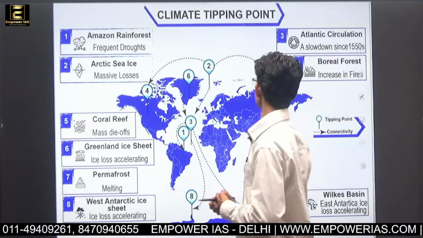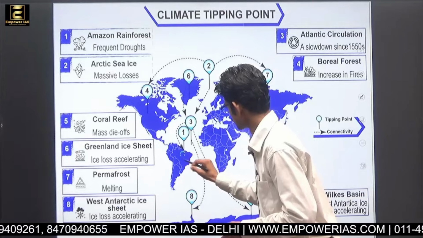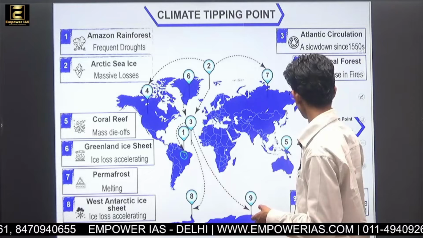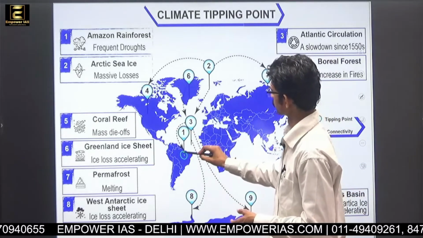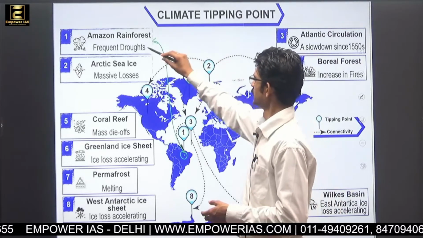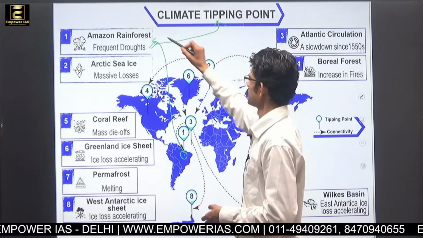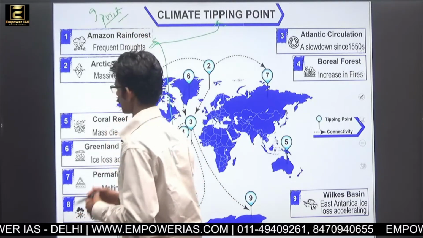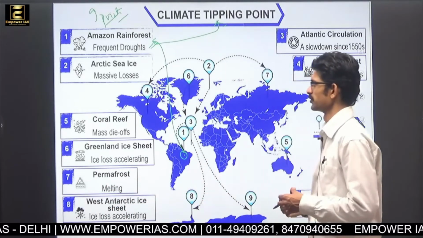So the first tipping point is in the Brazil Amazon forest, which leads to the creation of an Amazon rainforest with frequent droughts. तो Amazon rainforest को drought से बचाने के लिए जो frequency है, that is again a part of a tipping point. ये 9 tipping points बहुत ही important हैं, that are a part of global climate change, and they manage and mitigate the situation and condition of the oceans.